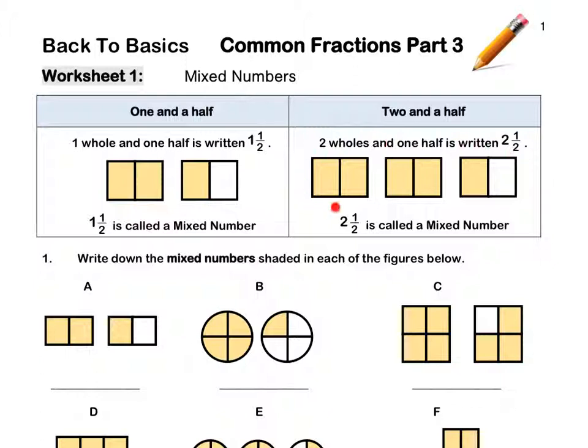In this diagram, 2 wholes and 1 half has been shaded. This is written as follows. 2 and a half is called a mixed number.